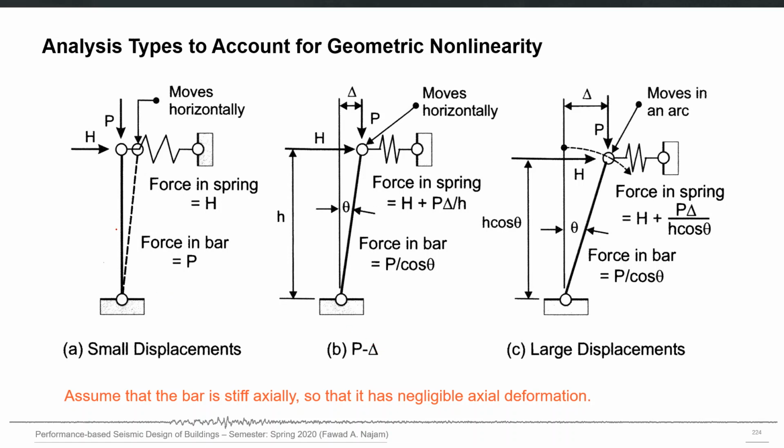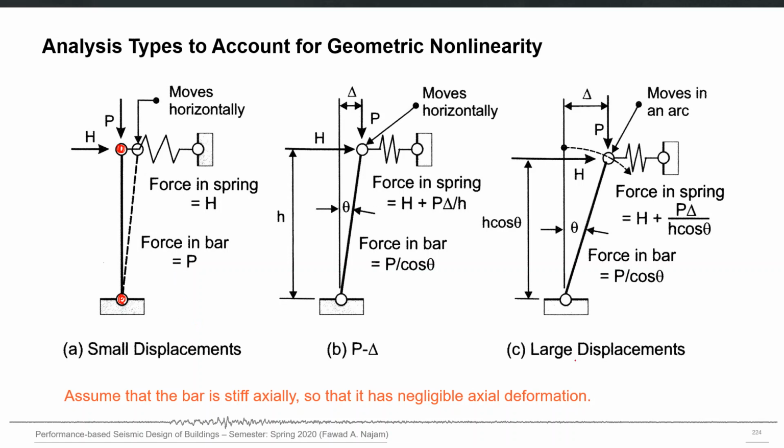Let's consider the same column, which has a pin joint here and a free joint here, and that free joint is connected with a lateral spring. If we apply the H, which is the horizontal force, and the P, which is the vertical force, the small displacement analysis will predict that the force in the spring is simply capital H and the force in the bar is simply capital P, because no geometric nonlinearity effect will be considered in this case.